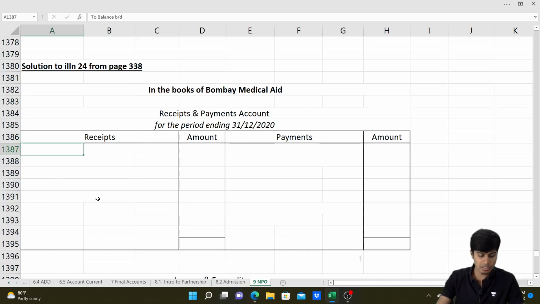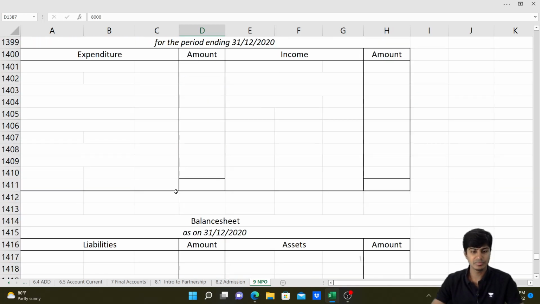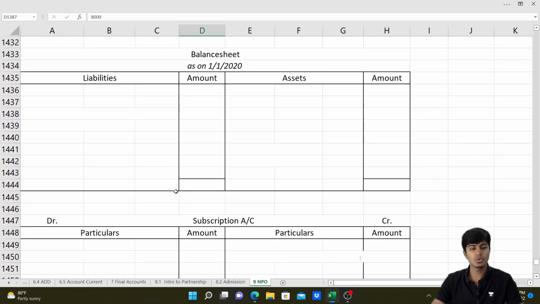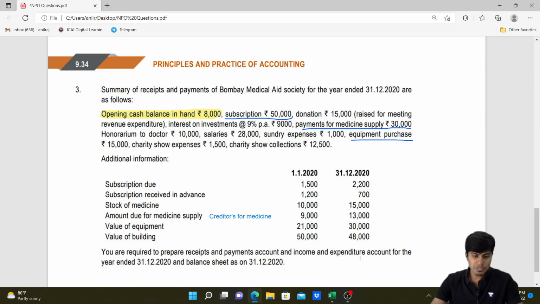This is our receipts and payment account. Right here, to balance brought down. How much is this? 8,000 rupees. And I would also write this in my opening balance sheet. Balance sheet as on 1st of January 2020. In our working note, we have balance sheet as on 1st of January 2020. Let's write here cash balance. How much is it? 8,000. Got that?